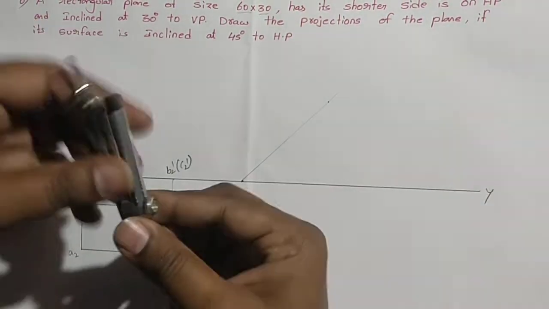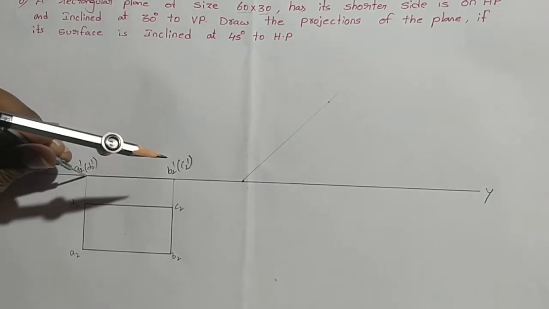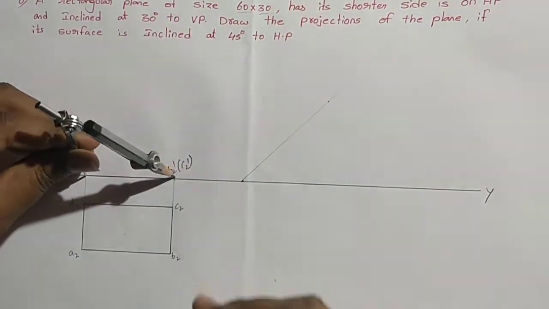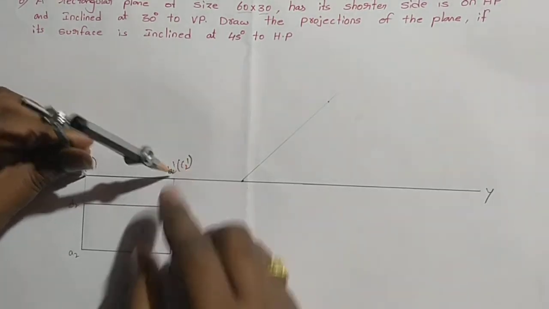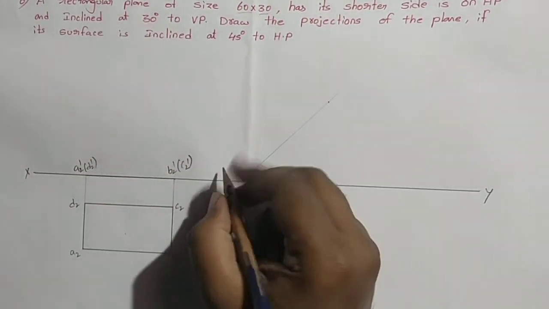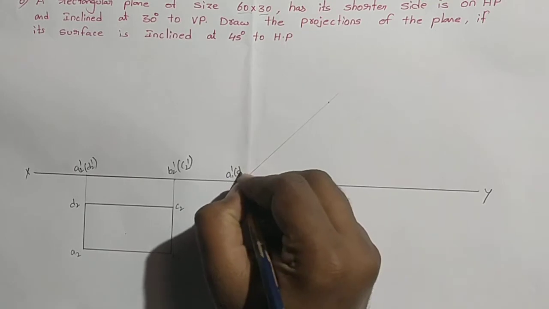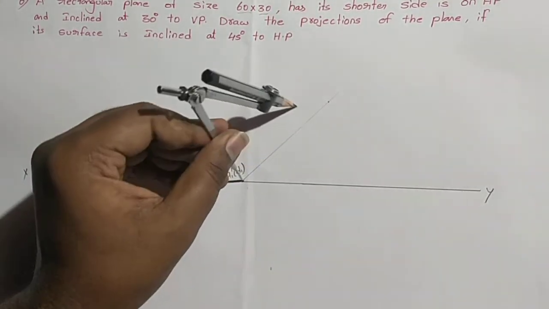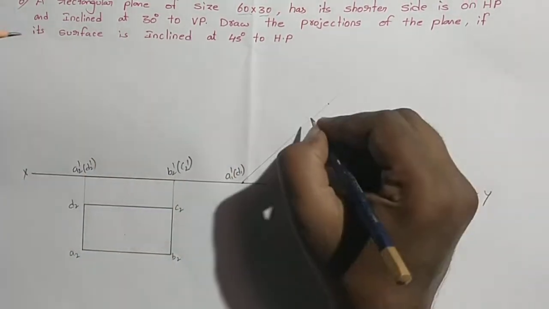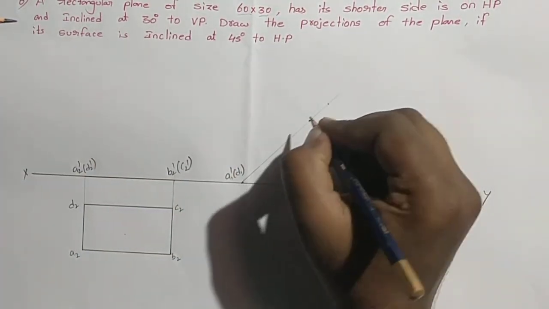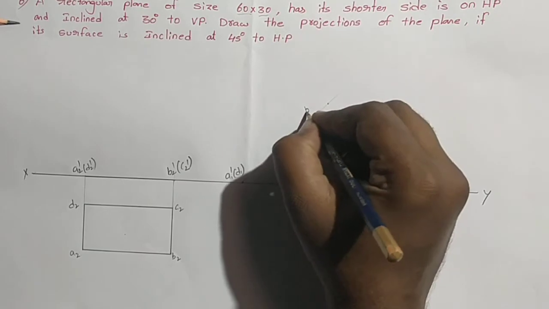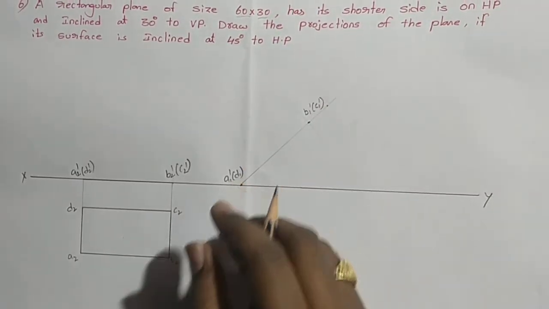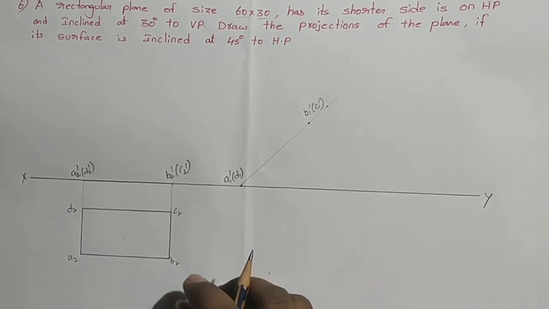Okay, by using a compass, measure the front view length. Take this point as a1 dash of d1 dash, with a1 dash d1 dash as center, and cut this 45 degrees line at one point. We got one intersection point. That one is b1 dash of c1 dash. Okay, it is the front view of a line.